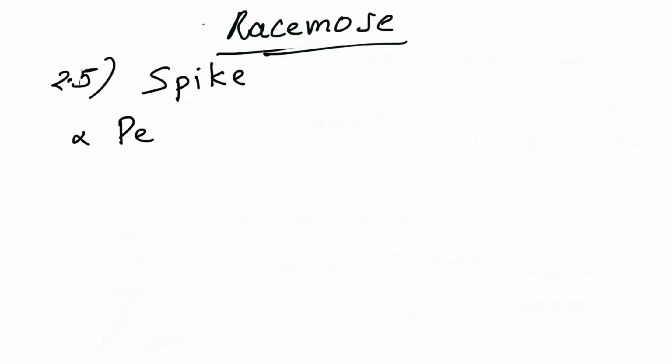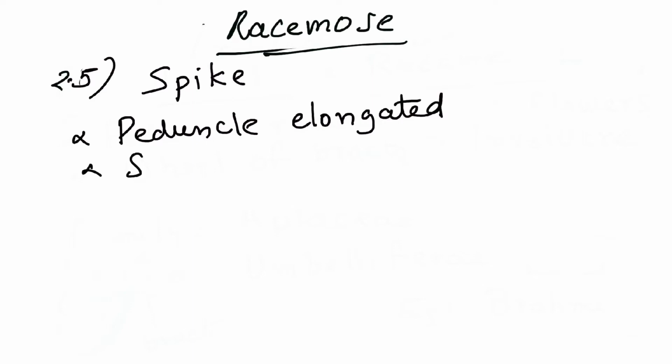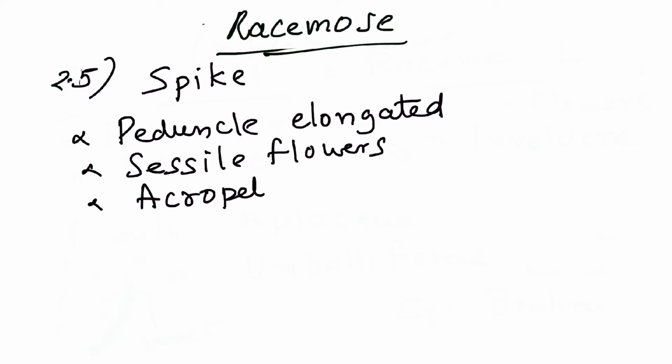Going on to the fifth, very important. In fact, it's extremely important because spike inflorescence is a particular topic which has been asked many times in the NEET examination. So what are the features of spike inflorescence? The peduncle is elongated. That is the common stalk on which the flowers develop. That's the inflorescence axis is elongated. We have sessile flowers, which means that the flowers are not pedicellate. The flowers don't have their own stalk. And once again, the arrangement of flowers is acropetal. That means you have the younger flowers at the apex, at the tip, and the older flowers at the bottom.